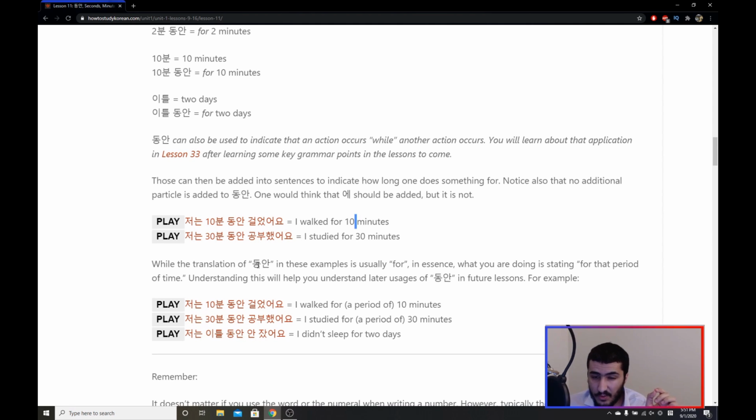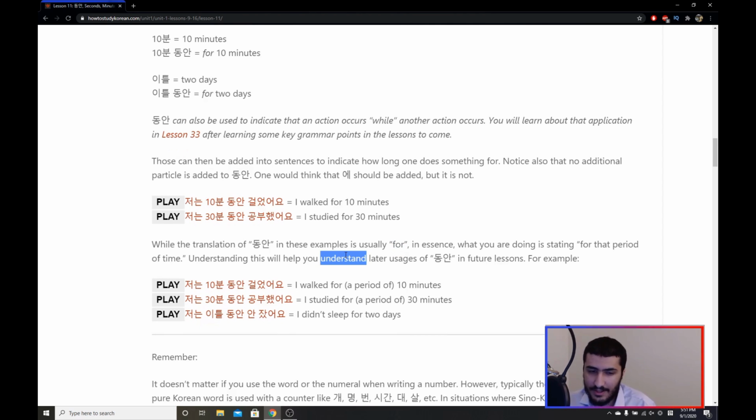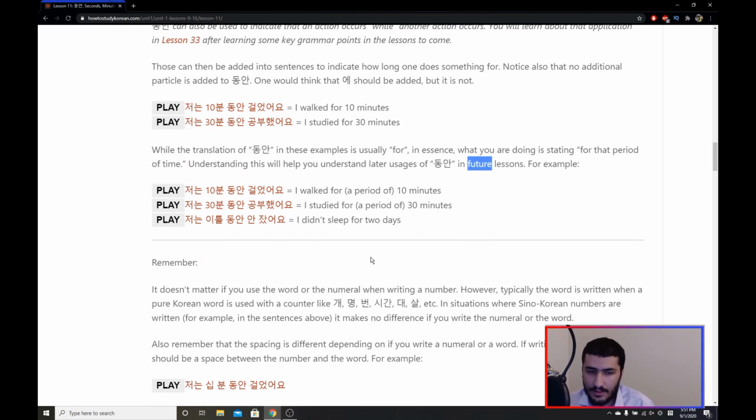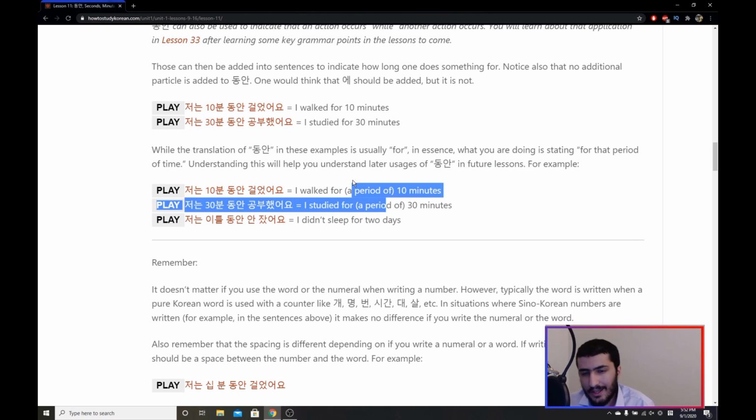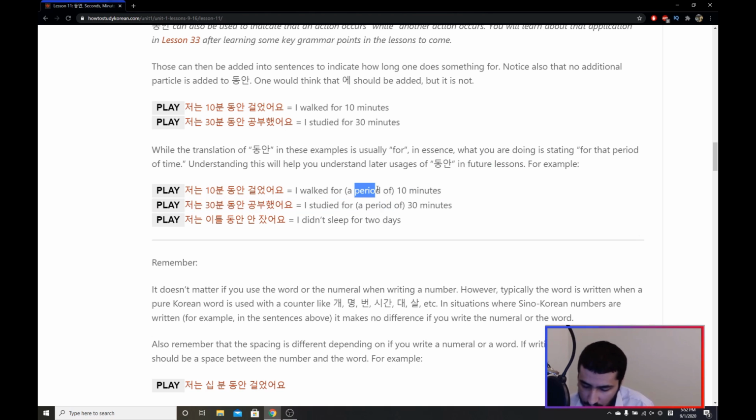While the translation of 동안 in these examples is usually "for", in essence, what you are doing is stating for that period of time. So just remember that. Understanding this will help you understand later usages of 동안 in future lessons. He says the same thing, yeah. So he just changes the translation. That's another thing he mentions a lot. Don't focus too much on the translation. Focus on the meaning that he's trying to convey.